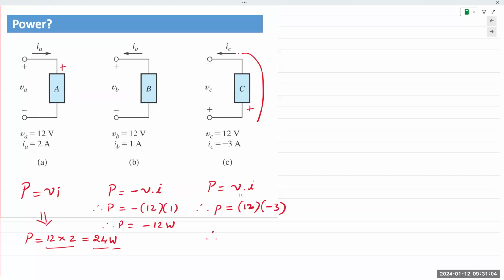So the answer in this case is minus 36 watts. Okay. Current enters the positive terminal. So the equation we use is positive P equals VI. Then we substitute or plug in the values. V is 12 volts. Current is minus 3. So we end up with minus 36.